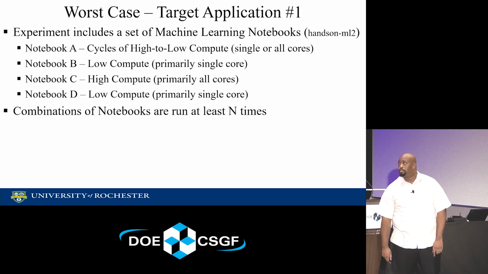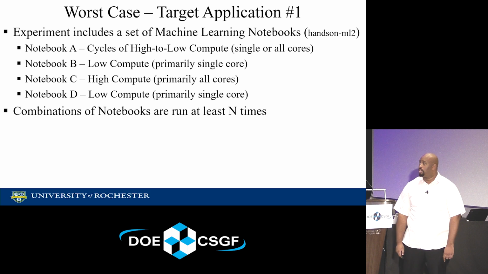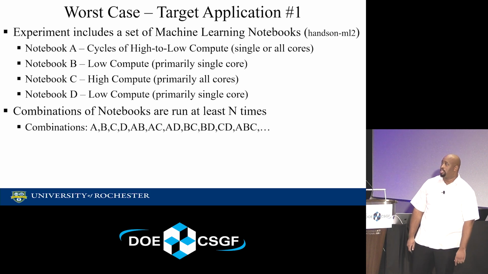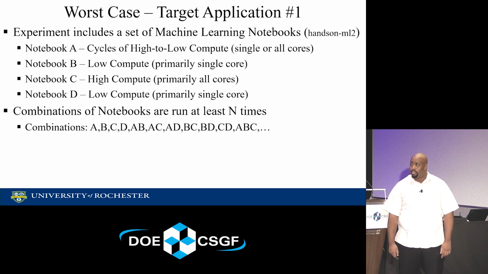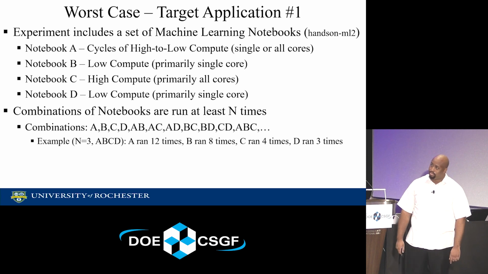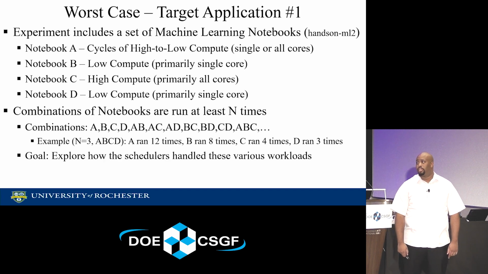The combination of notebooks will run at least n times. So for combinations, as in like A, B, C, D, A, B, A, C, etc. And if n equals 3, for example, it's possible for A to be run like 12 times, and for D to run about 3 times. The goal is to explore how the schedulers handle these various workloads.